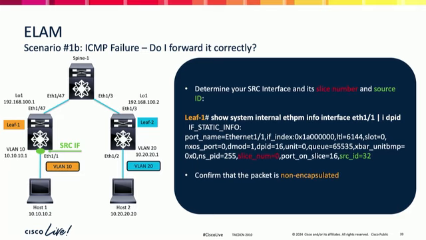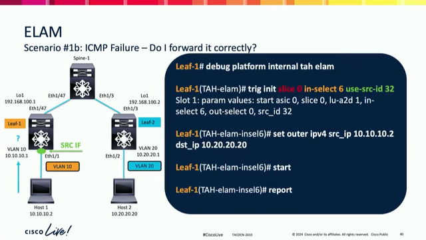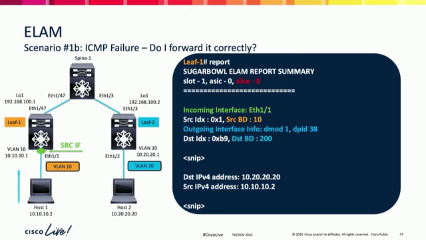We can use the command shown here on the screen in order to get the slice number and source ID at the ASIC level. We'll also want to keep in mind in this case that our flow is unencapsulated, such that when we actually run the syntax for the ELAM, it will start with the same debug, but our trigger at the ASIC this time will include trig in it, the particular slice number for that interface, in select 6, which indicates the outer IPv4 header of our flow, and then the source ID corresponding to that specific interface. We then set the flow and start it as we would expect, and once we report on it, we can look a little more closely at our report this time.